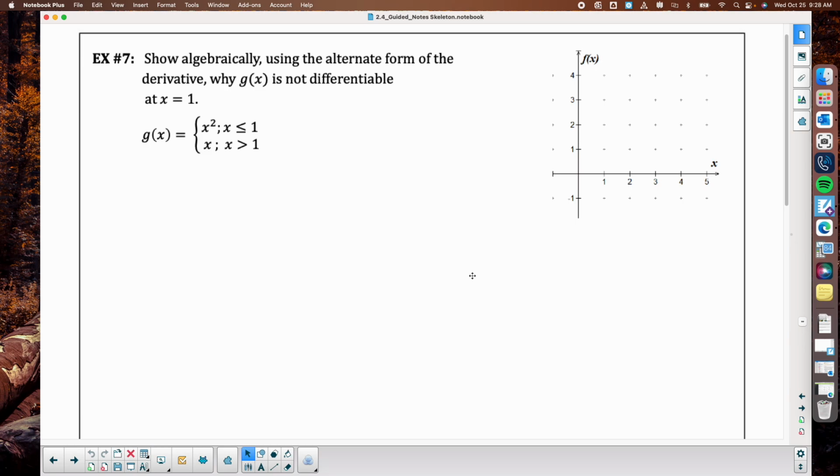So this one says, show algebraically, using the alternate form of the derivative, why g of x is not differentiable. Well, that's a lot of words and stuff.